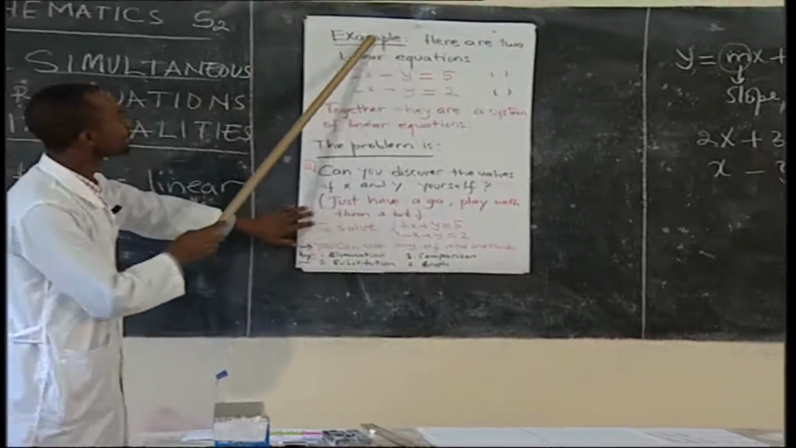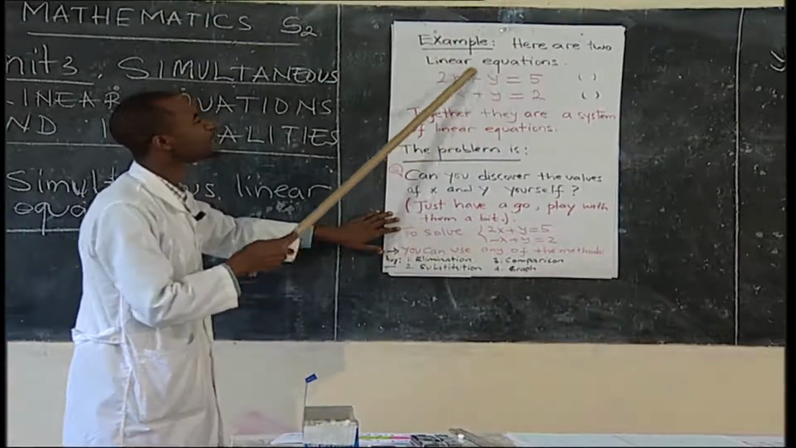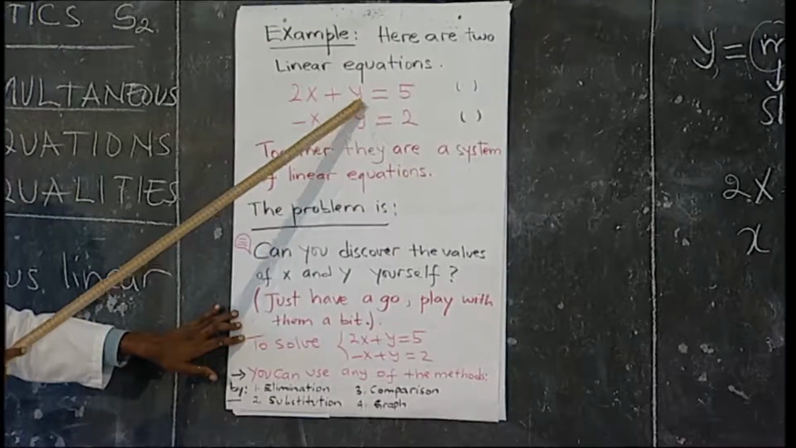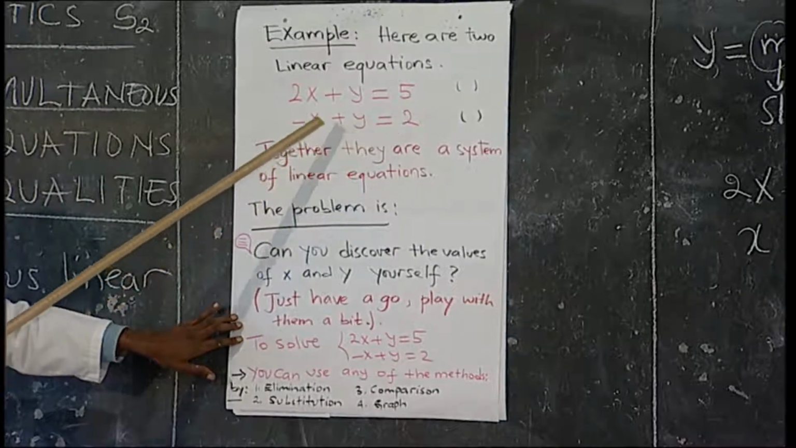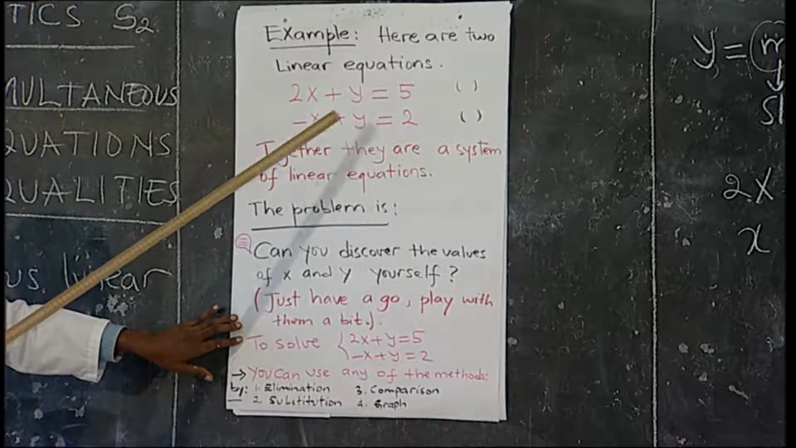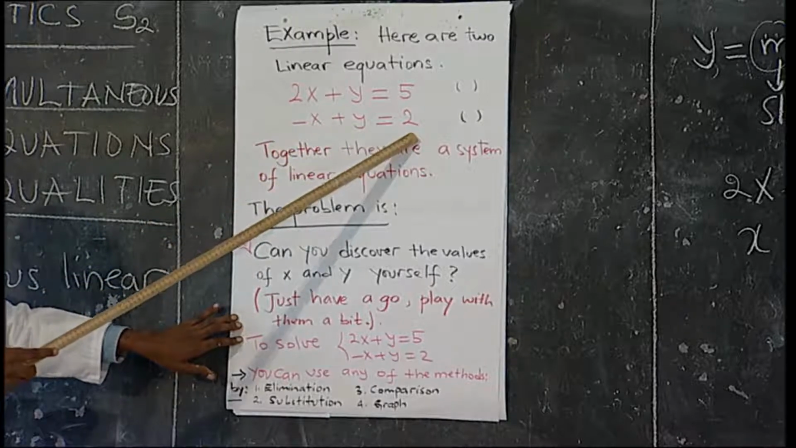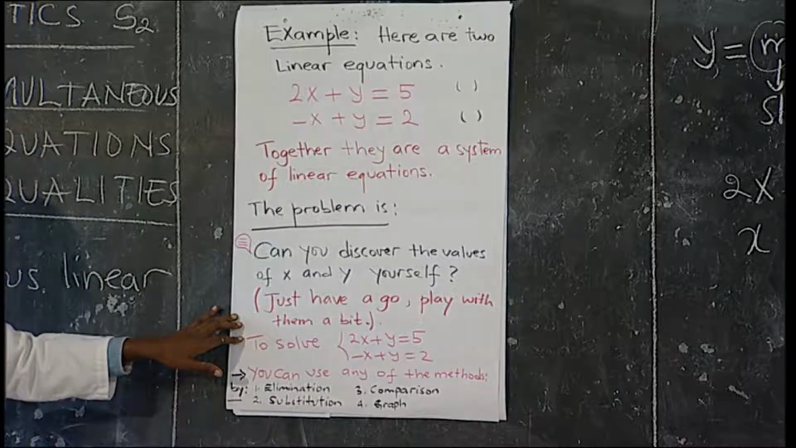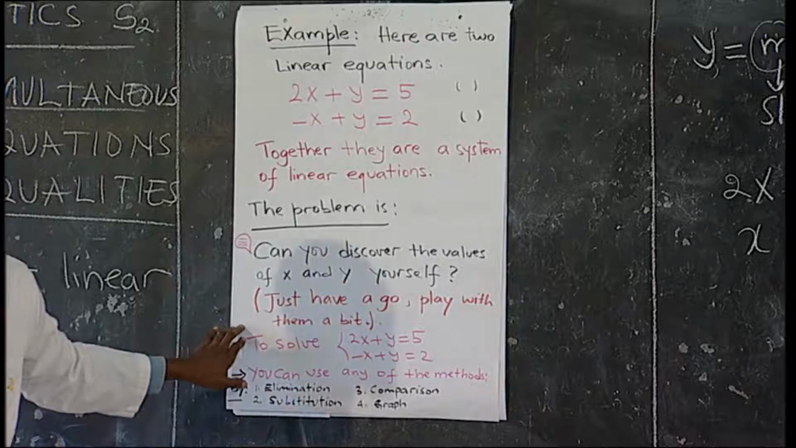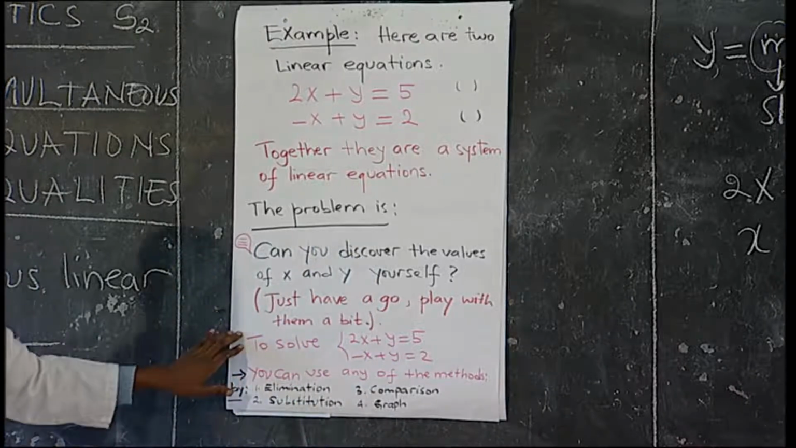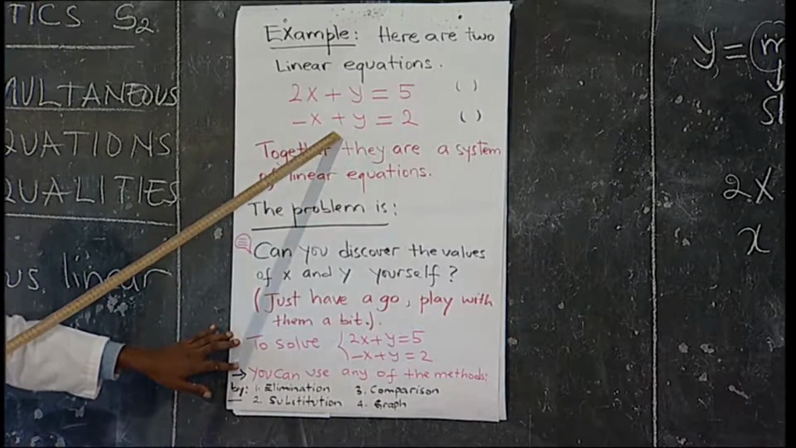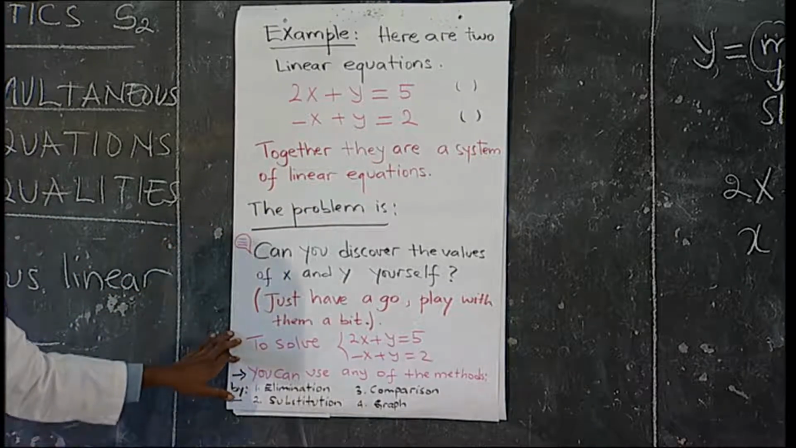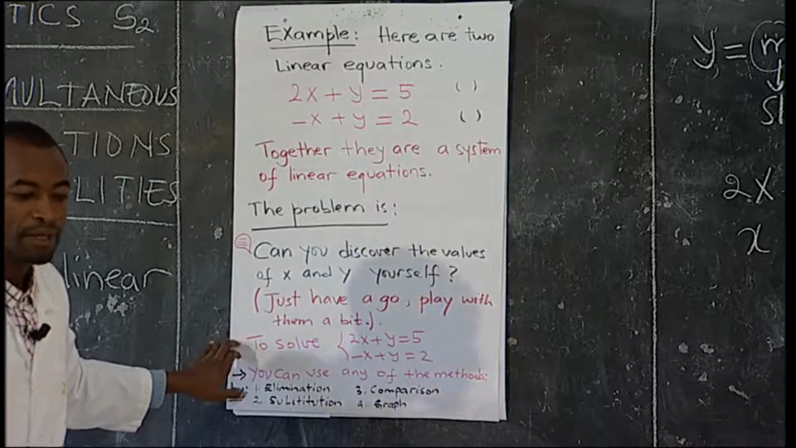we have two linear equations. When you have 2x plus y equals 5, and another equation, negative x plus y equals 2, when we have this set of two equations, we call it simultaneous equations because they are together. Or we can also call them a system of linear equations. Remember, we said a linear equation gives a straight line on a graph.